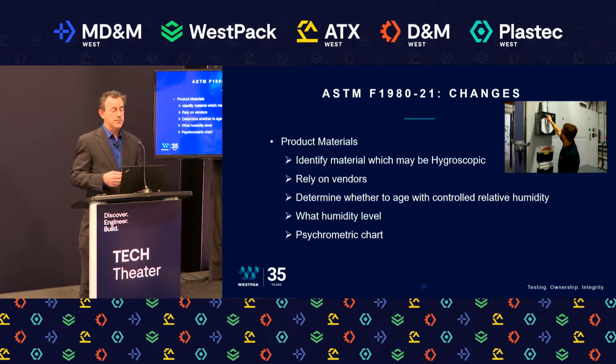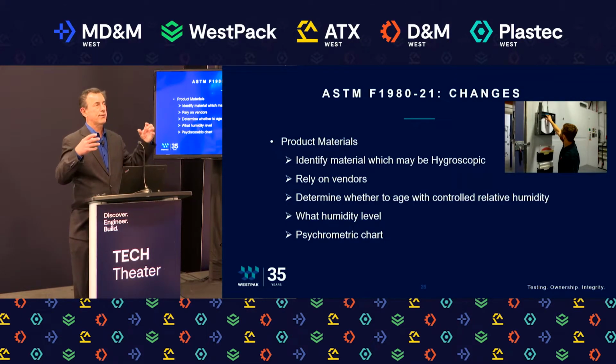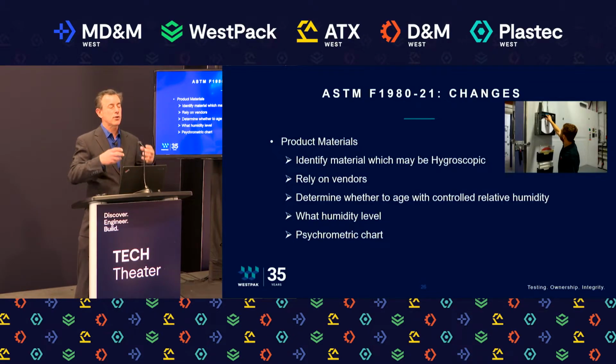And to identify those materials, the standard says, well, you can rely on your vendors. Well, that's a heavy lift for your vendors. Are they going to have that data? Are they going to be able to tell you definitively that, yes, this material is not hygroscopic, or this material will not dry out? And then determine whether you're going to want to age with relative humidity. So you're going to want to look at, do I need to add humidity? And this kind of came about in terms of the product drying out.